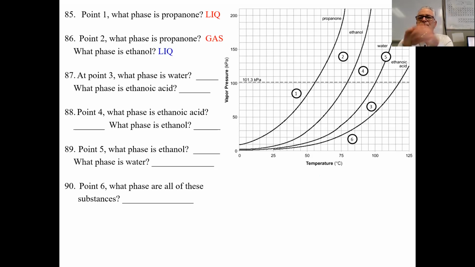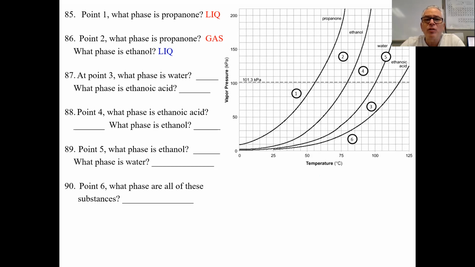Now, how could that be? Well, propanone has a lesser attraction. So at that temperature, it jumps into the gas phase. It's already boiled. And ethanol has more attraction. So it's pretty hot, but it didn't quite get to the boiling point yet. At point 3, that's more on the right side near the bottom. Point 3, what phase is water and what phase is the ethanoic acid?